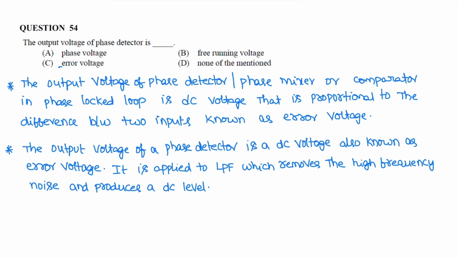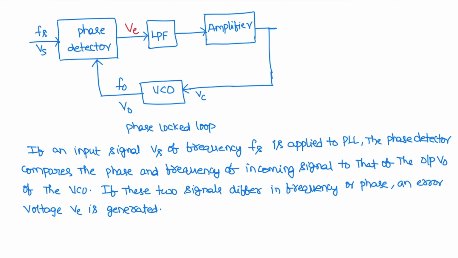Next question. The output voltage of the phase detector is. So this is a circuit diagram for the phase lock loop. In this phase lock loop circuit diagram, the phase detector is a component.